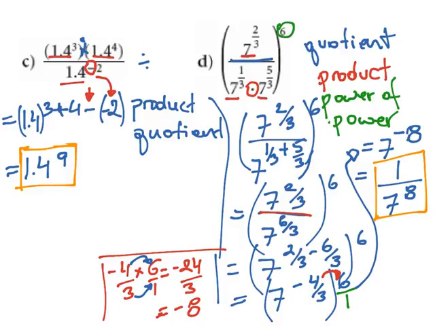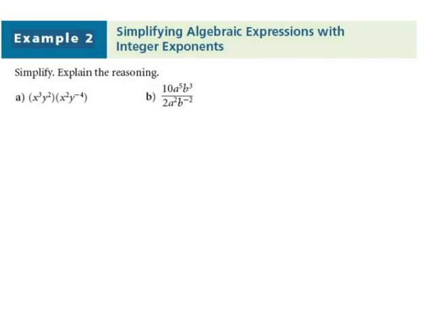Let's take a look at a different example. In this example, we're going to simplify, and we're going to explain the reasoning behind it. Again, we're going to use the rules that we've touched upon. But now it's going to be a little bit different, in that we're going to be using a number of different variables.